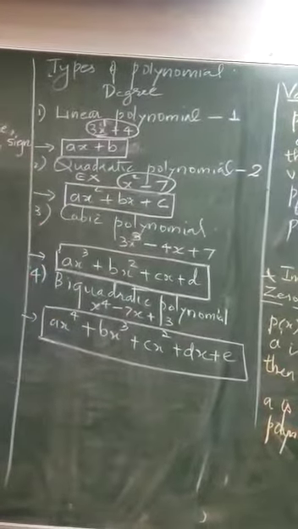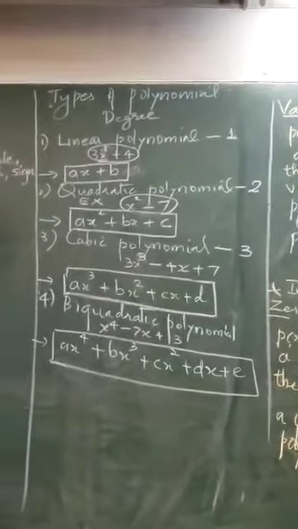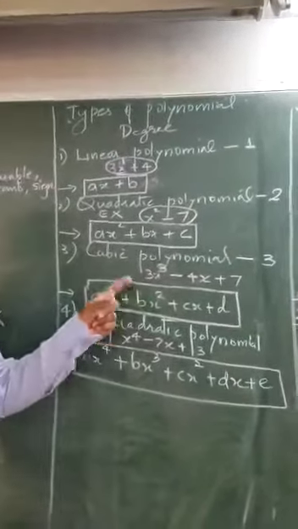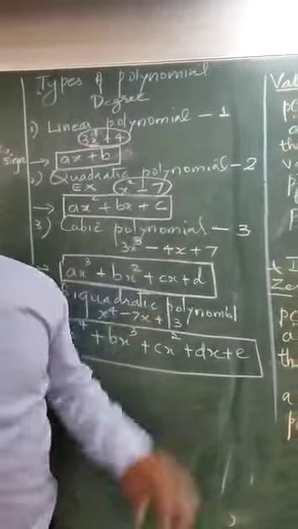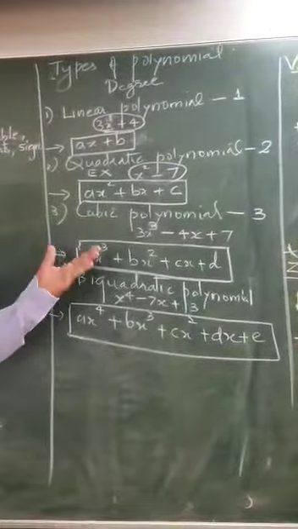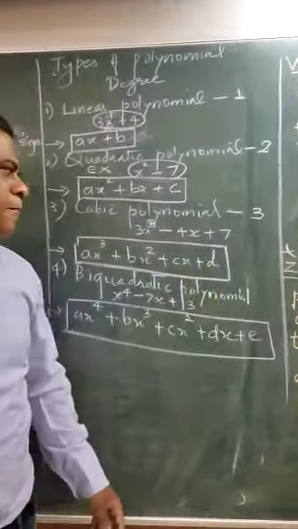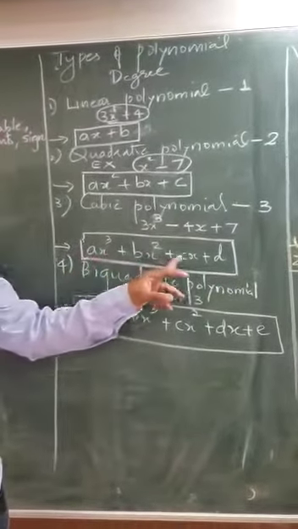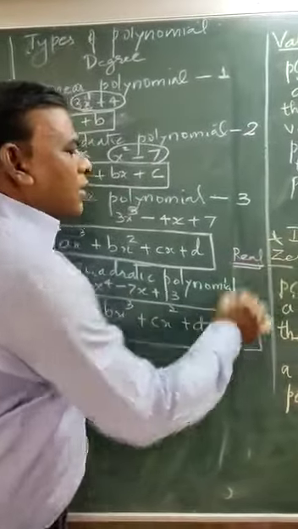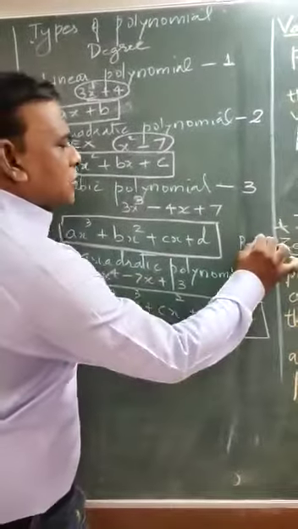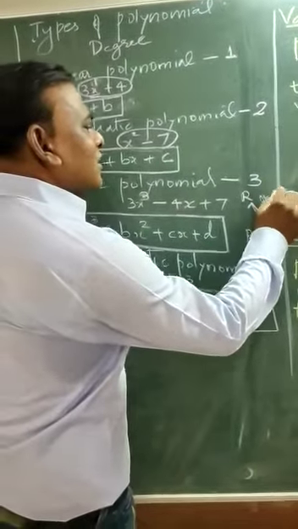Similarly, the cubic polynomial. The cubic polynomial is that polynomial in which the degree of the variable is 3. That means, suppose the highest degree of the variable is 3, then such a polynomial is called a cubic polynomial. The standard form of cubic polynomial is ax cube plus bx square plus cx plus d, where a, b, c and d are real numbers. They are all real numbers. Real numbers means they can be rational or they can be irrational.